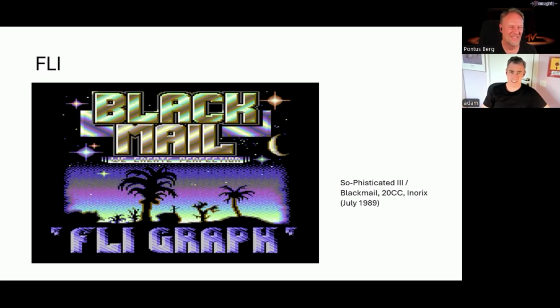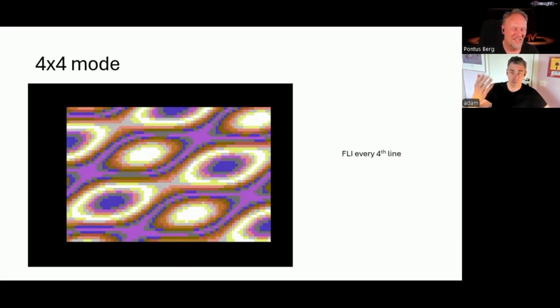Exactly. FLI is also the basis of this good old 4x4 mode, which was very popular in the 90s, where you effectively do an FLI every fourth line, and that's it. So you can't use the first three character columns either, but then you have those 4x4 chunky pixels that you can do more PC type effects with, as they were back then, in the late 90s. It fell out of favor since then, and we haven't seen those in a number of years.